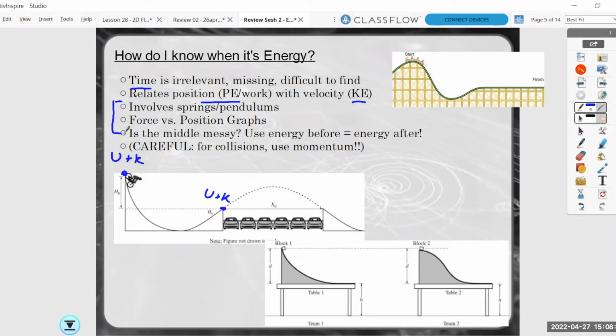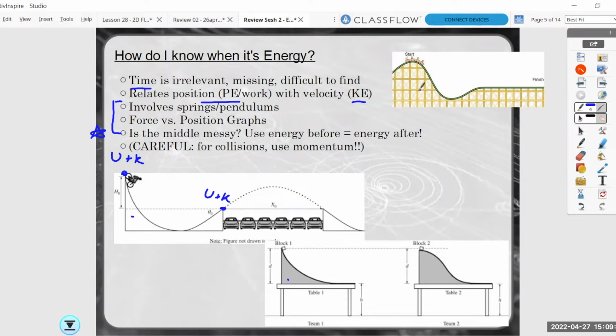Force versus position graphs, as we just mentioned, you've got to be able to find your work there. The big thing that I think of for energy is that it lets us skip the messy middle of our problem. If we look at some of these little examples, I don't want to have to know the shape of the hill, or exactly what angle it is, or how the track is shaped. Conservation of energy doesn't care.